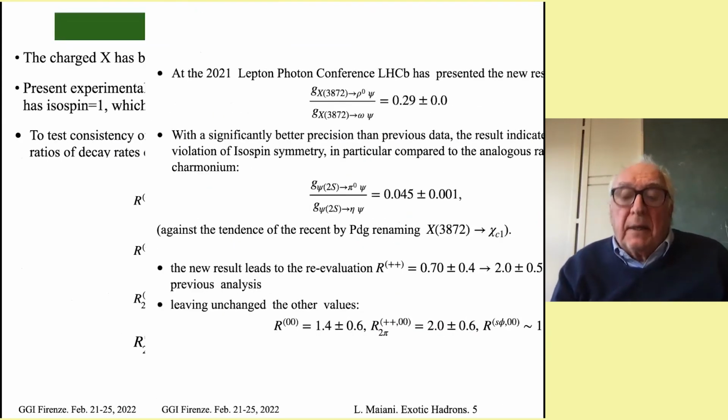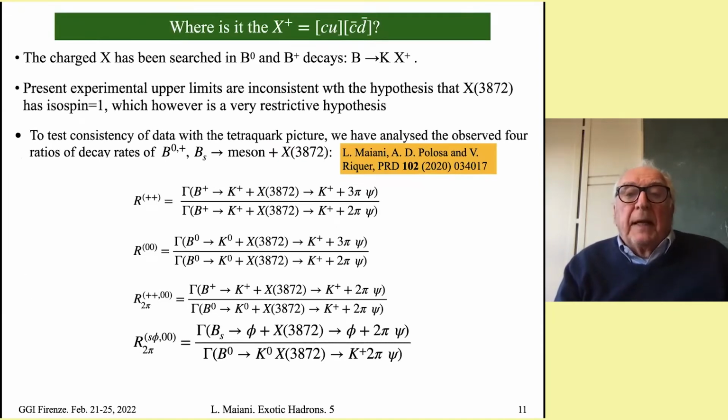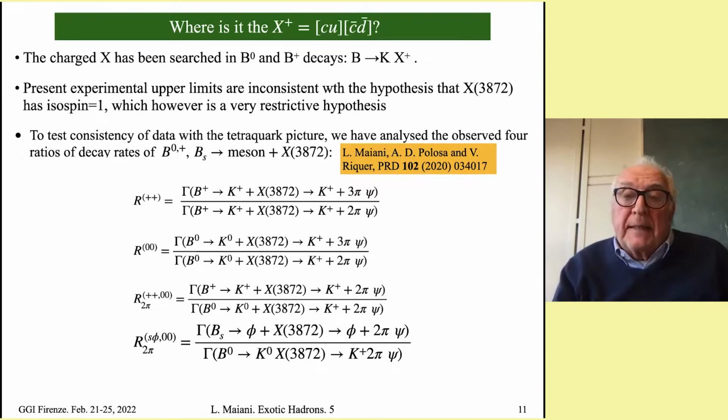With this estimate, the decay of B into K plus X plus, then the X plus decaying into J/psi plus rho plus, and the rho plus decays into pi plus pi zero. And it's very difficult to close an event like that, because in most of the cases, you will lose the two gammas of the pi zero decay.